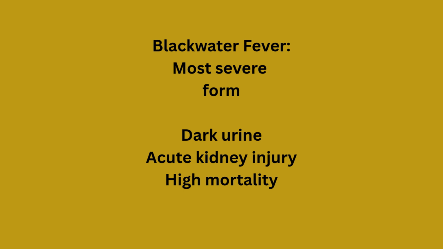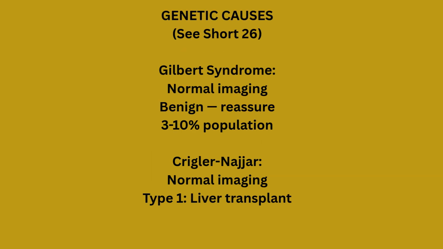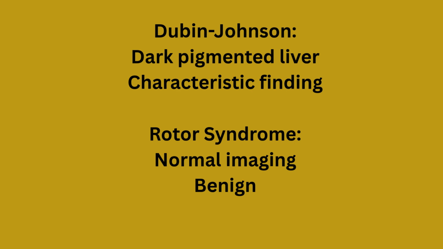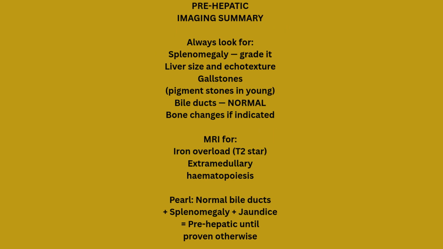Genetic causes: Gilbert syndrome is common, affecting 3 to 10% of the population. Normal imaging, completely benign. Reassure. Crigler-Najjar type 1 is severe. Normal liver imaging, needs liver transplant. Dubin-Johnson has the characteristic dark pigmented liver on imaging. Rotor syndrome, normal imaging, benign. For details, see Short 26.